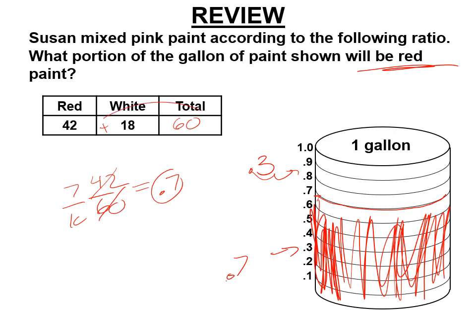Now you could have done it this way. 18 out of 60, better make that 0.3, 30%. I'm always asking you the red just to be consistent. But to do the white, you divide those both by 6, you get 3/10.